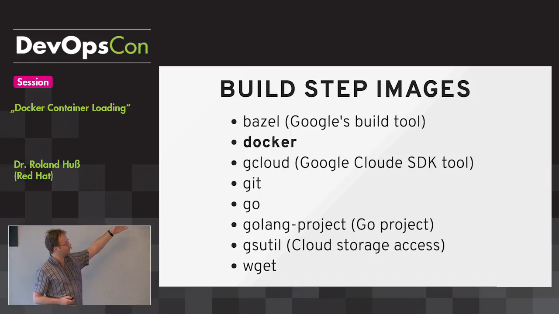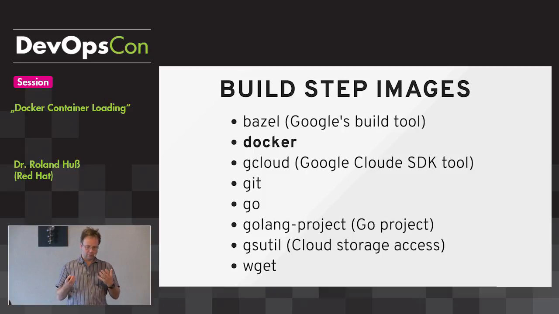There are some examples of the step images. You can always write your own step images very easily. All you have to do is provide some sort of Docker image, referred to with this step directive, and then you get some arguments, and then you can do something. There's also a working directory which is volume mounted within your container, so everything in this directory can be shared across these container steps.